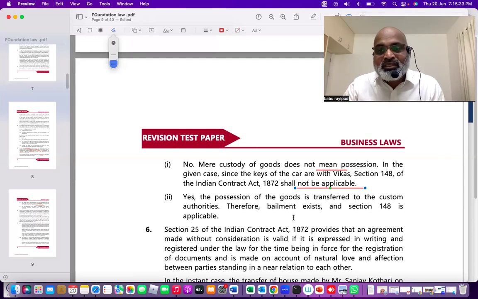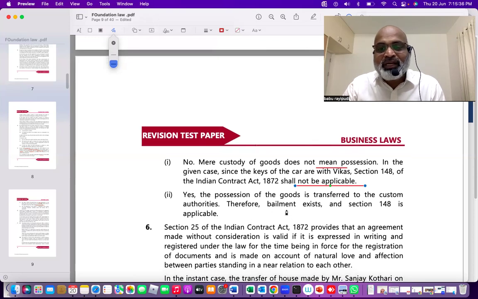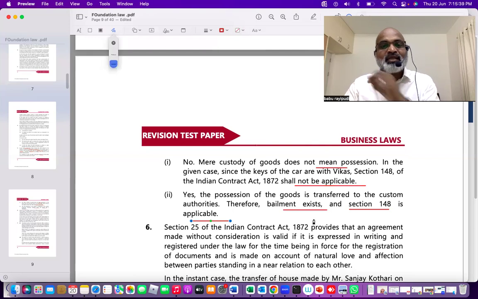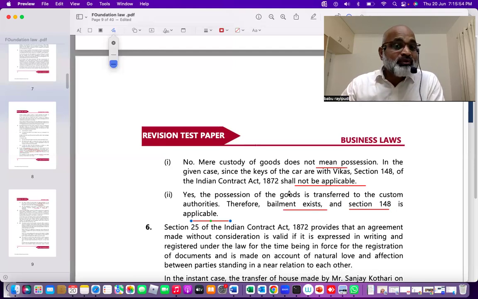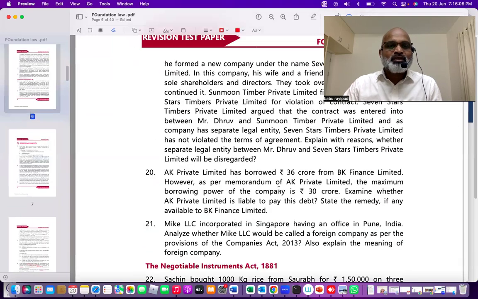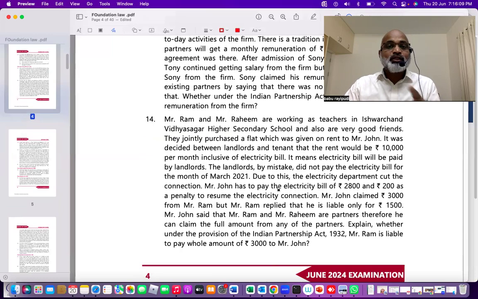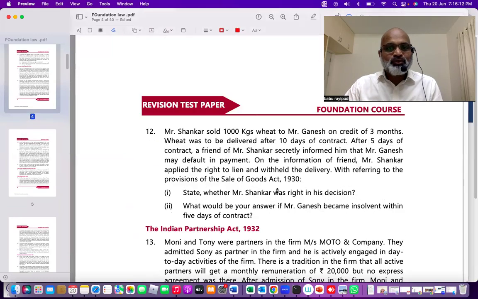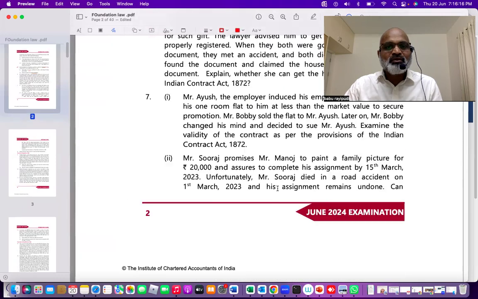Next one is, yes, the possession of goods is transferred to customs authorities. Therefore, bailment exists and Section 148 is applicable. The second question is the same. It says possession of the goods is transferred because the tax authorities came, they asked, and you delivered the goods. You got my point? Slightly, this kind of issue will confuse you. So if they ask similar kinds of questions, make sure you write the answer like this. Is my point clear? Sixth question also, you see in the practice questions, one more question, let us see. Then I'll tell you in each topic what sections you are supposed to go through today, so that you can utilize this time accordingly.